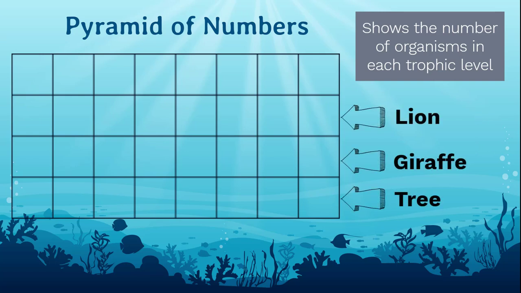Okay, so let's use our numbers here. We said there was 3 trees. We said there was 2 giraffes. And we said there was 7 lions. So to do this, we're going to figure out how much each square is. Now, in this case, we're going to just have one square be one organism. So we have 3 trees. Our bottom of our food chain always goes on the bottom of our pyramid, so I'm going to color in 3 squares.